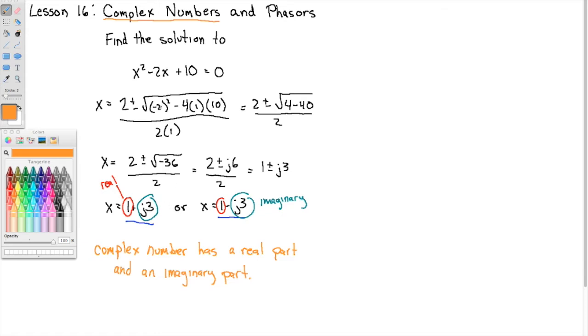Now the number 1 plus j3 cannot be combined or broken down even further. You cannot add 1 with j3. That is, you cannot add a real number with an imaginary number. It makes no sense to do that. In this regard, this complex number can be thought of as a two-dimensional vector.